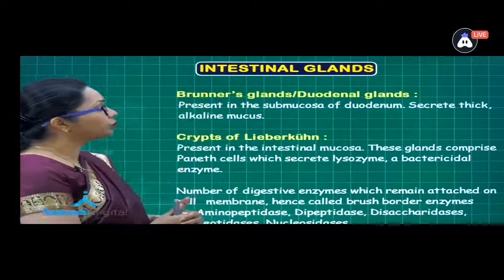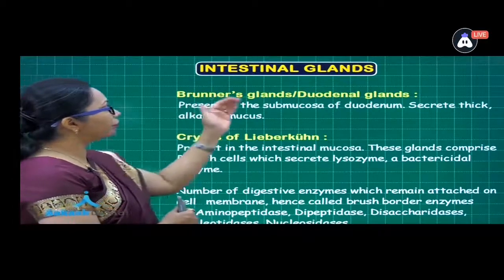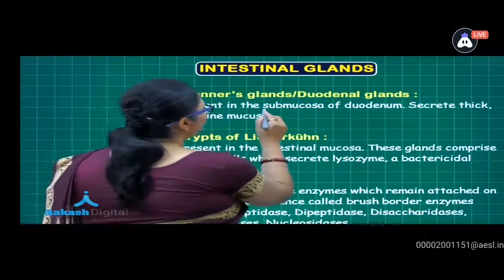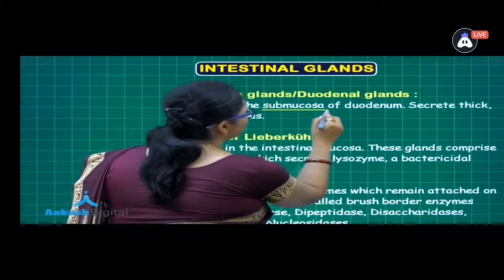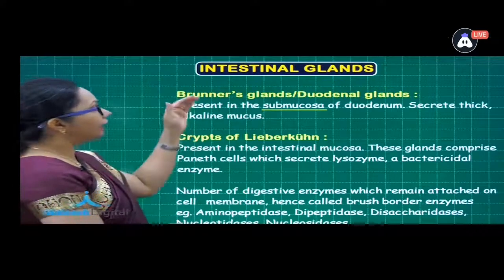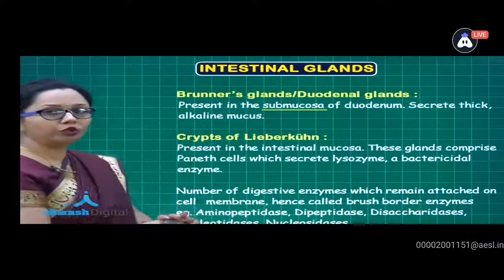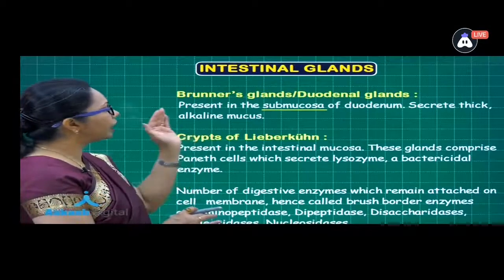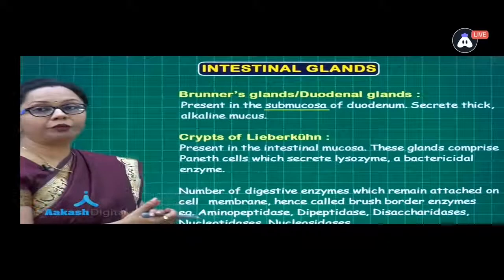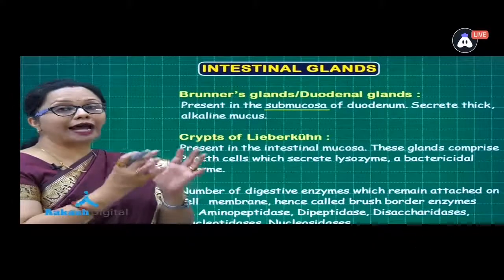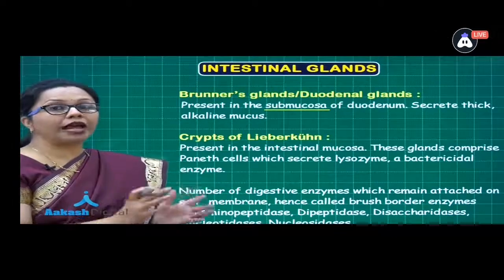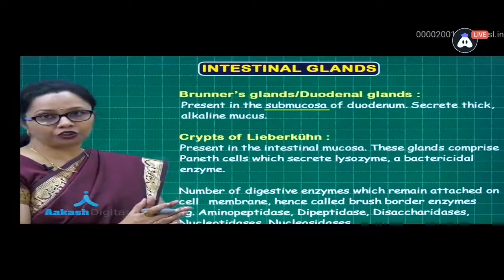And there is one more special distinction about them, that they are present in the submucosa. Now, this is important because all the other gastrointestinal glands are present in the mucosa, but this one is present in the submucosa. And they secrete just thick alkaline mucus, nothing else. So they are not secreting any enzymes, just thick alkaline mucus. And the purpose, I think everybody can very well understand, because the acidic chyme which is coming from the stomach has to be quickly neutralized, and that is why abundant alkaline secretions are required.